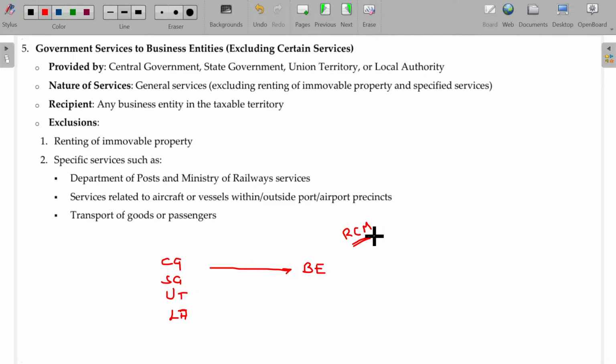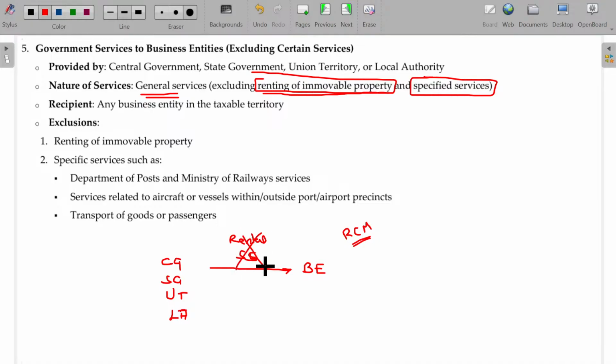What sort of services are rendered by the central government to a business entity? Government land may be given for rental to conduct business, maybe an exhibition, maybe some shopping complex let out to business entities for running their shops. Those things will come under this case. Here, especially, some things are removed: general services excluding renting of immobile property and some specified services. If rental services or some other specified services are given, those are not covered.